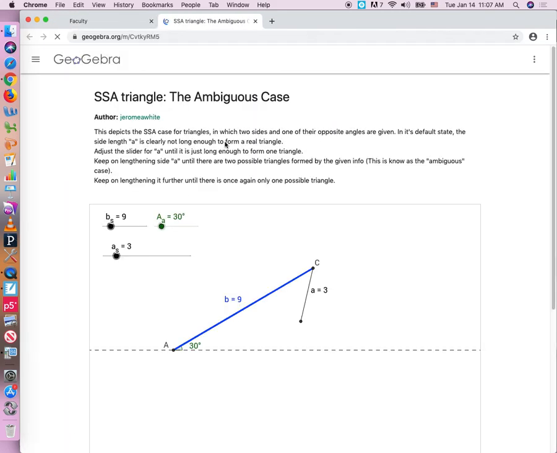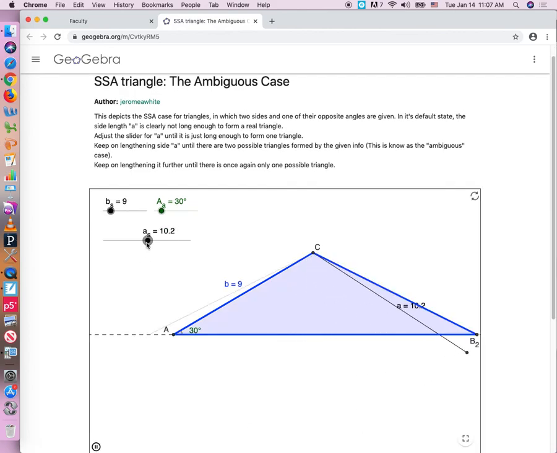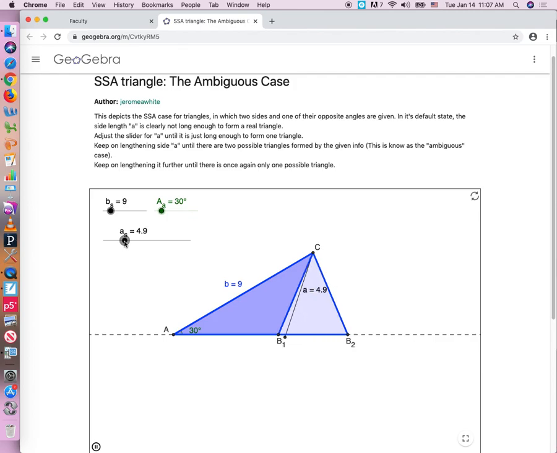For any of the ambiguous cases, wouldn't one angle have to be larger than the other? Wouldn't that one not work? We're going to talk about all of that. In this one, B is 9, A is 4.9, and little a is 30 degrees.